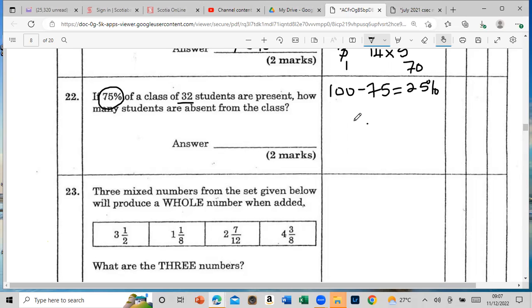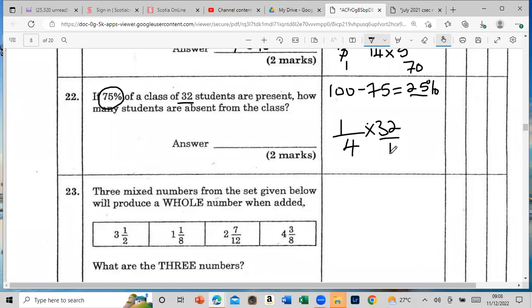25% is the same as what fraction? A quarter. So we could just say a quarter of 32. What's a quarter of 32? Wouldn't that be correct? Because remember, we already learned to convert from percentage to fraction. So all we do is say a quarter of 32. That would be our answer.